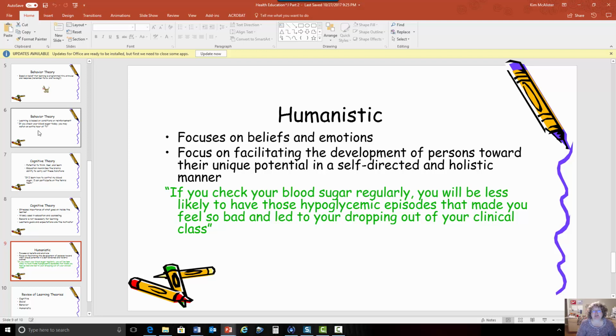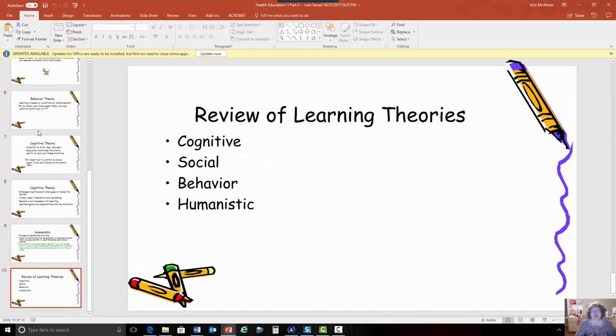And this is something that involves knowing more about the patient and spending more time with them, so that you understand the total person. So we've just talked about cognitive, social, behavioral, and humanistic learning theories.